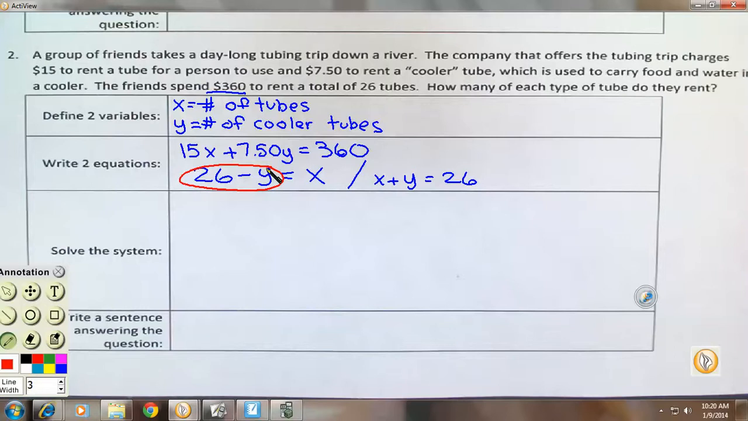I find it ironic you guys really liked elimination, but we're going back to substitution for both of these problems. And that's fine. It doesn't matter what method we use. So let's go ahead and use substitution. We're going to take 26 minus Y and put it in for X in that first equation.